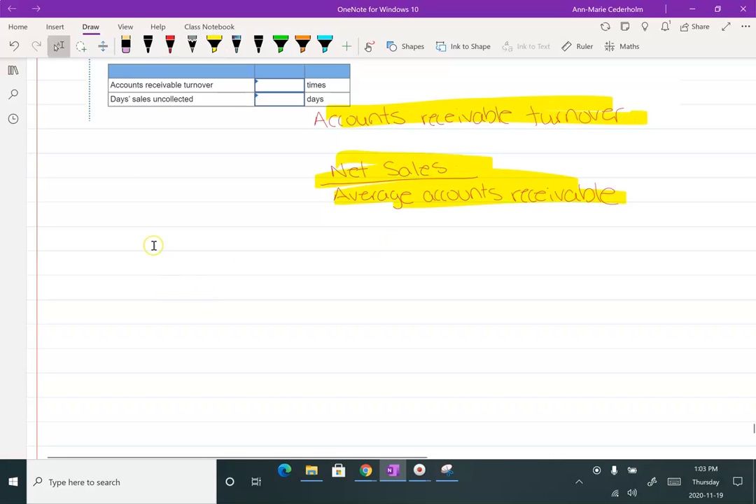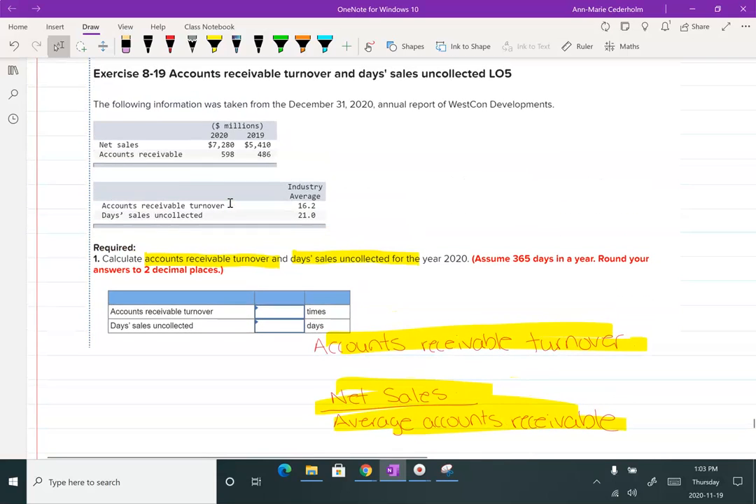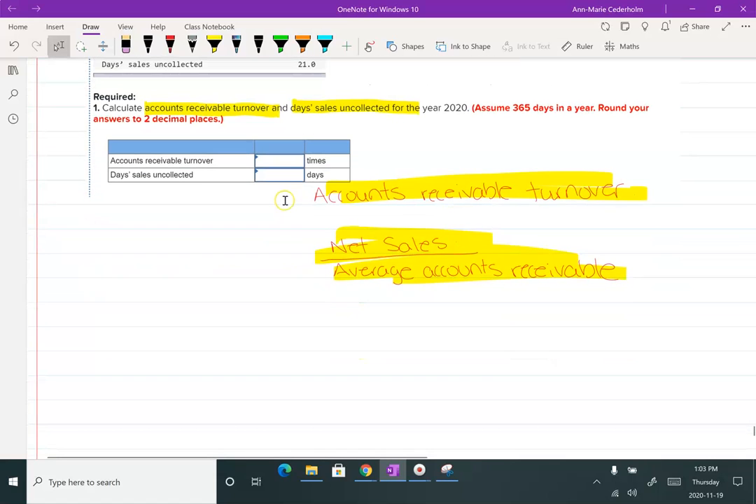So in this question, they want us to do it for 2020, and our net sales is 7280. So I'm just going to move that down here, 7280. So remember, if they don't give you the net sales, you can still calculate it by taking your sales minus sales discounts minus your sales returns and allowances to get your net sales.